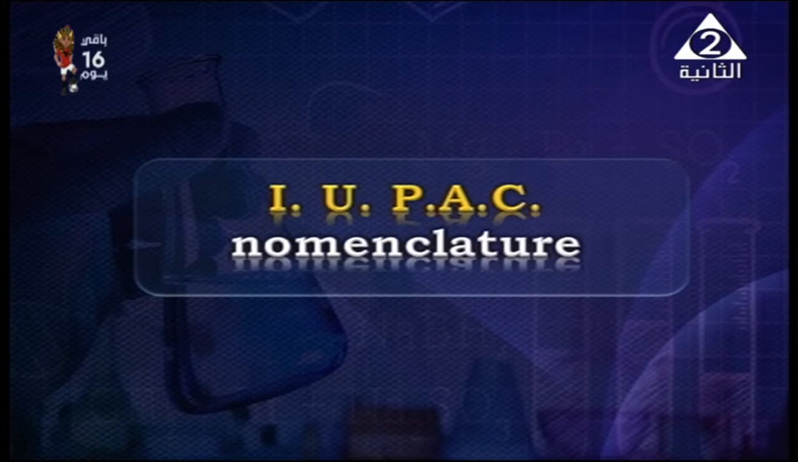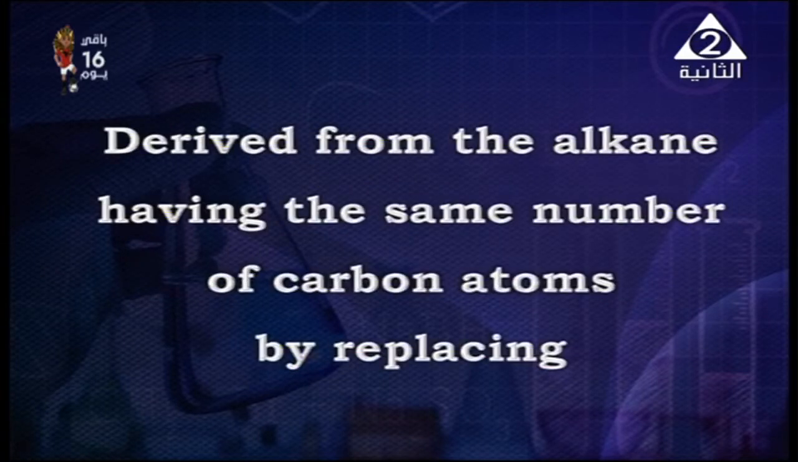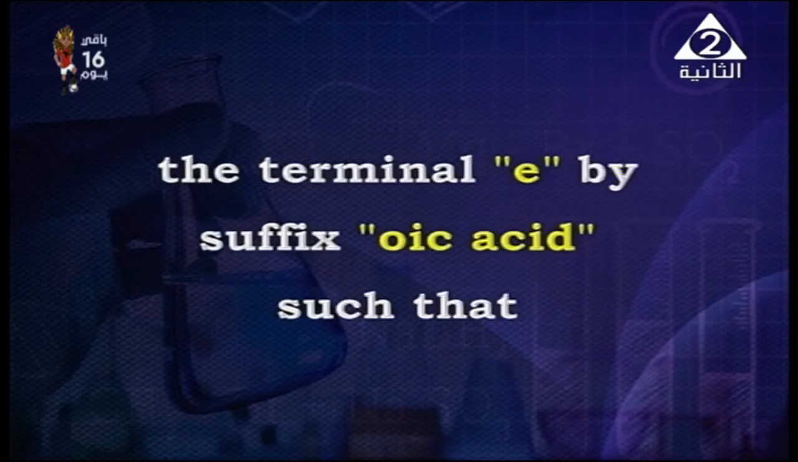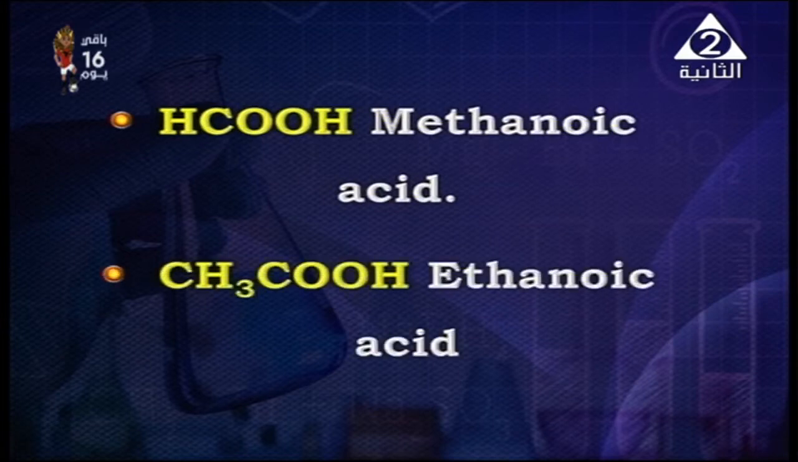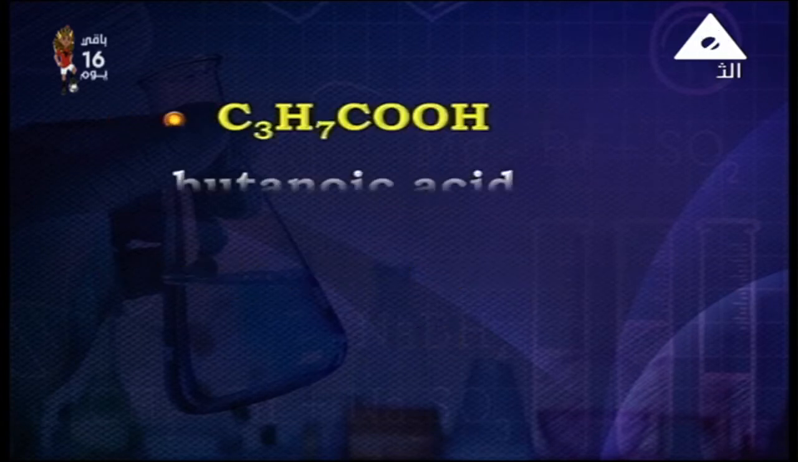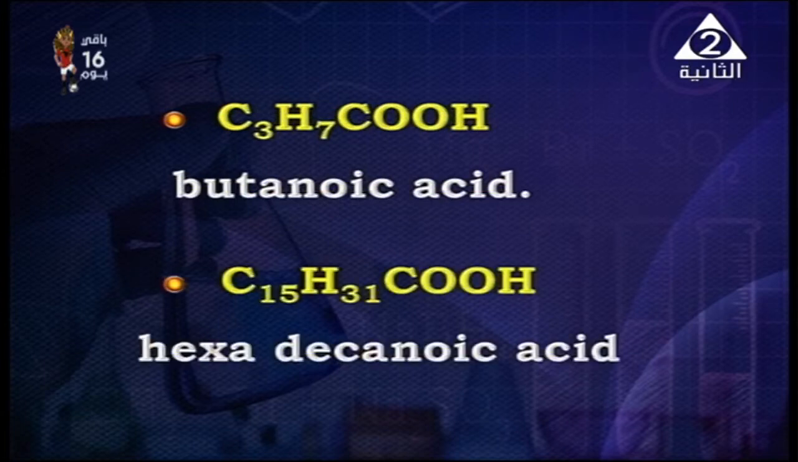IUPAC name of the acids is derived from the alkane having the same number of carbon atoms by replacing the terminal E with the suffix OIC acid, such that HCOOH is methanoic acid, CH3COOH ethanoic acid, C3H7COOH butanoic acid, C15H31COOH hexadecanoic acid.